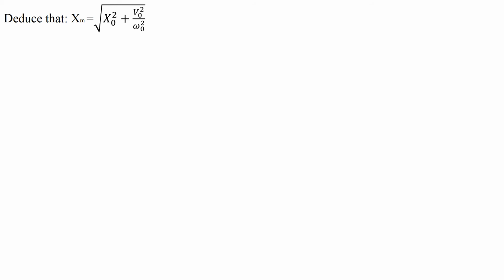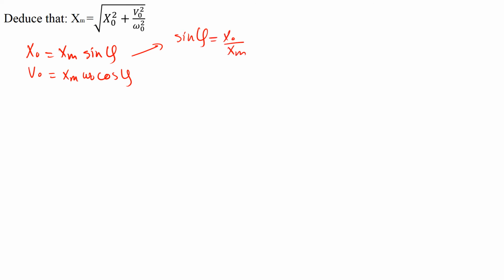Deduce that xm equals this form, square root of x0 squared plus v0 squared over omega 0 squared. From the previous part, we got x0 is equal to xm sine phi. And we got v0 is equal to xm omega 0 cosine phi. From the first equation, we can get that sine phi is equal to x0 over xm. And from the second one, we can get that cosine of phi is equal to v0 over xm omega 0.